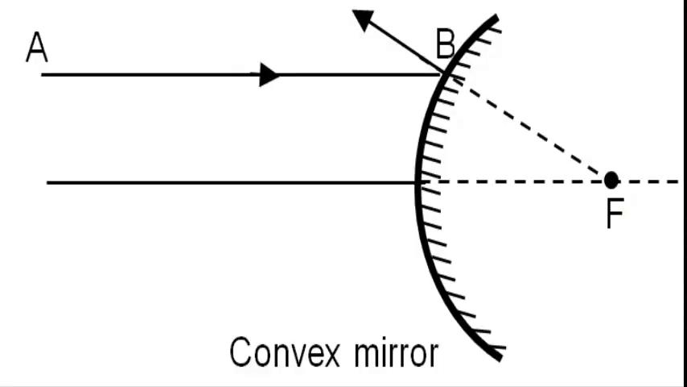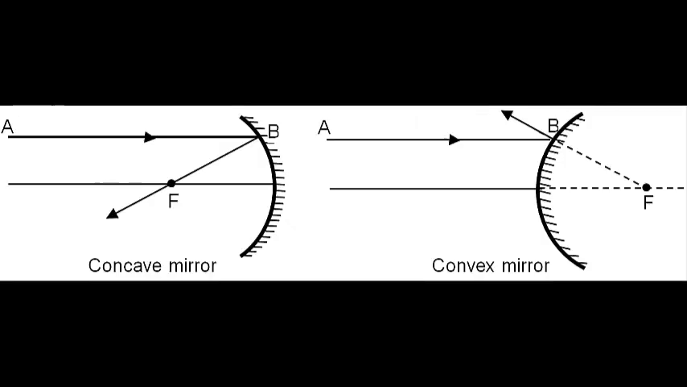Now for convex mirror, what will be the rule? The same rule is there, but you know that a convex mirror is a diverging mirror. Just take a screenshot of this note.